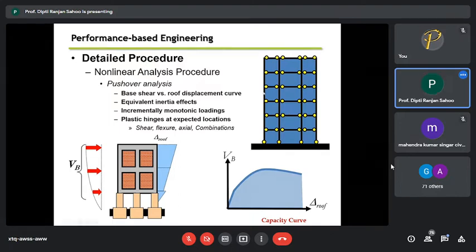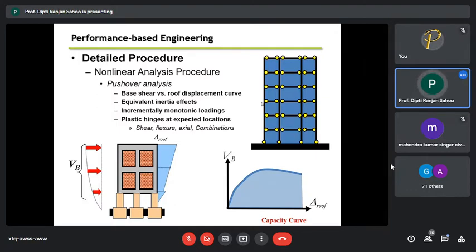So the pushover analysis means you apply equivalent lateral force and find out the displacement. Again, it's not force. It's a profile you apply. Then why am I talking about the profile here? You know that there is a mode shape in the dynamic analysis, right? For each structure, if you do the eigenvalue analysis, you will know the fundamental period and the mode shape.